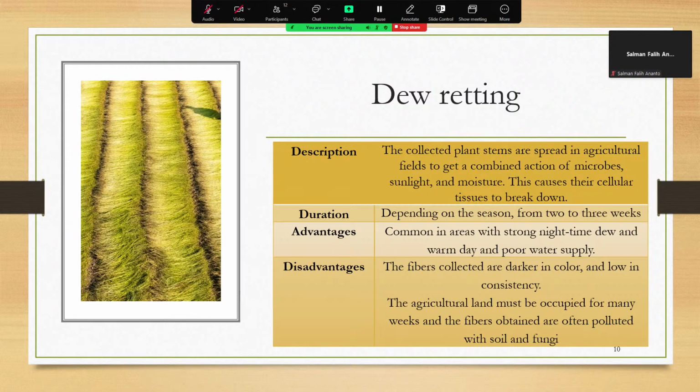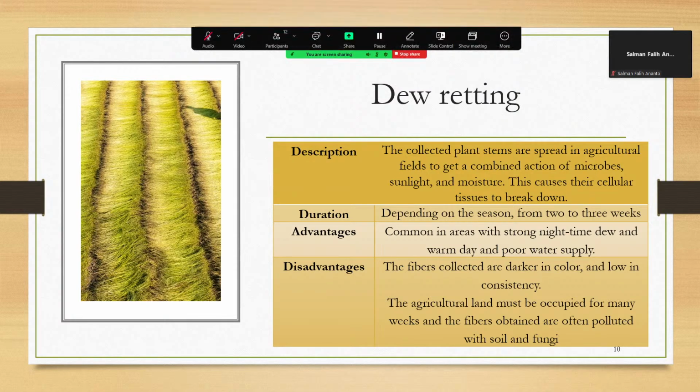This is about dew retting. In the dew retting method, that is the extraction method, the stems of the plants were cut and evenly distributed in the fields where the presence of bacteria, sunlight, atmospheric air, and dew causes breakdown of its cellulose tissues and adhesive substances that surround the fibers. This process is preferred in locations having heavy night dew and warm days. This process is economical and is widely used for industrial production of bast fibers such as jute and kenaf.